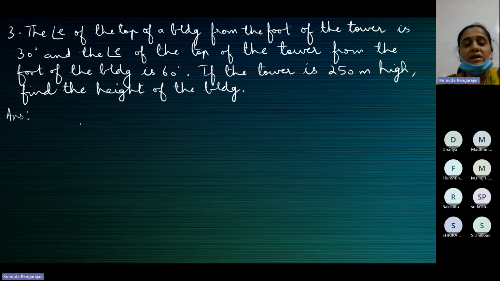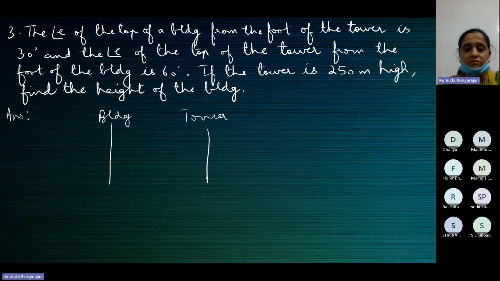Okay. So there are two structures, one a building and the other a tower. From the foot of the building, the elevation of the top of the tower is measured. We don't know which is taller, but we can make that out. According to the question, the observer stands at the foot of the building and measures the elevation of the top of the tower.